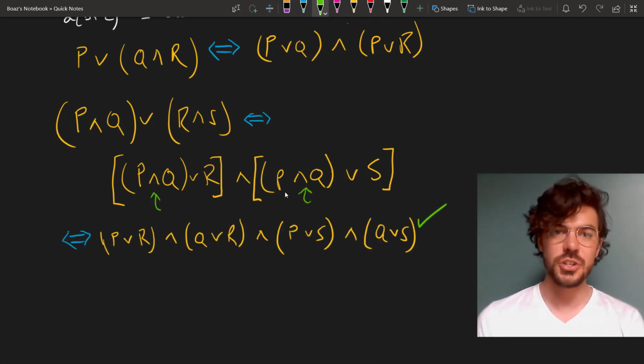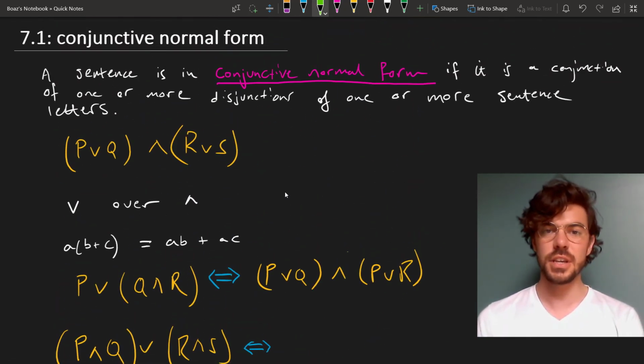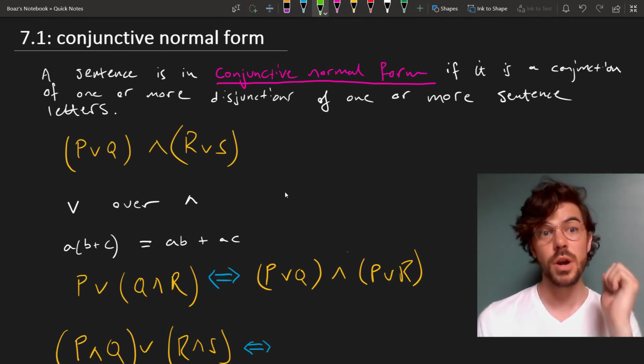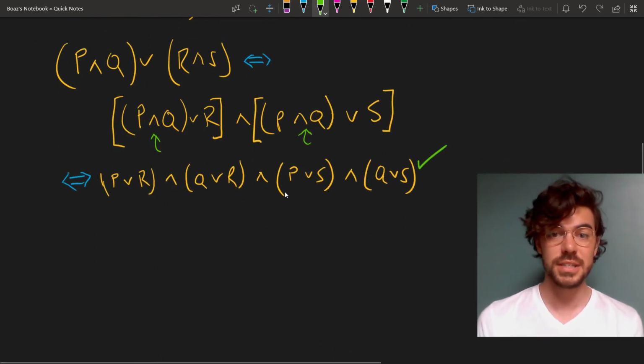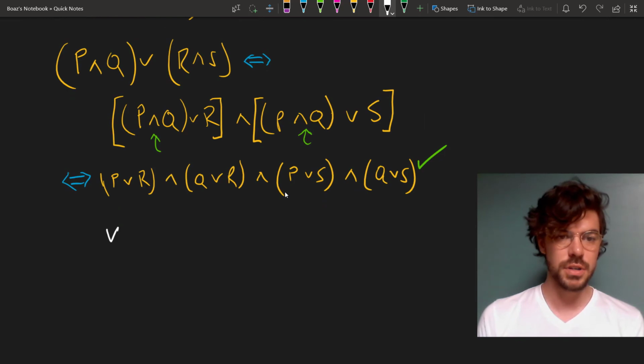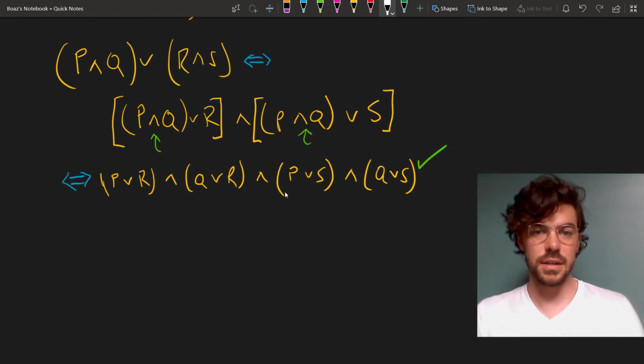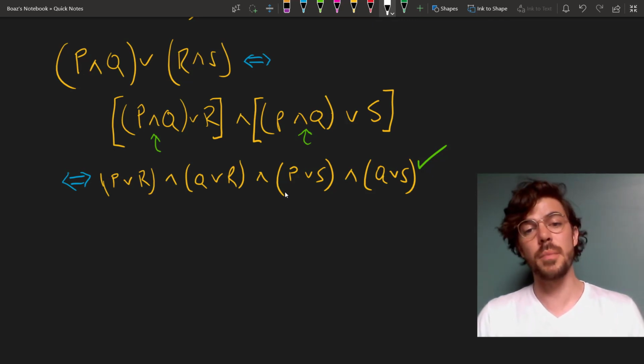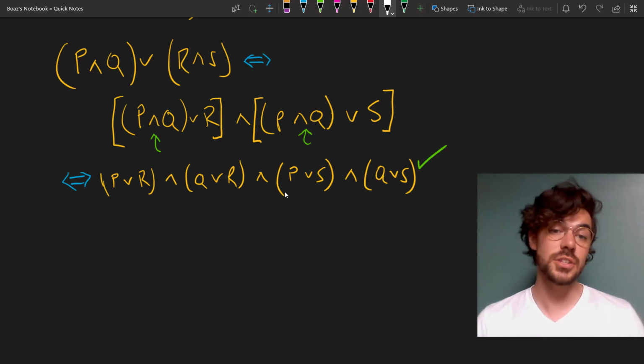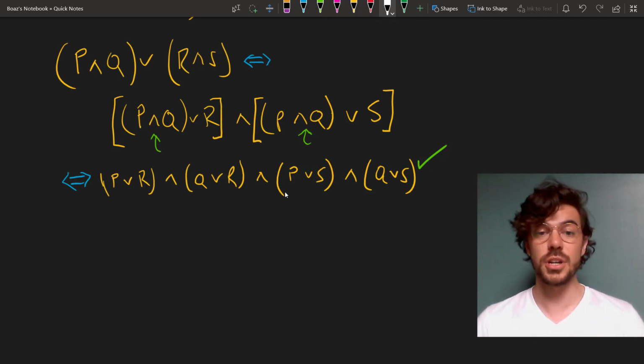And this sentence here is in conjunctive normal form because, as you recall, looking at the definition above, a sentence is in conjunctive normal form if it is a conjunction of one or more disjunctions of one or more sentence letters. And that's precisely what this is. And we're able to do this again because or distributes over and. So this is how we can take a sentence that's not in conjunctive normal form and put it into conjunctive normal form. In the next video, we'll see how we can take a sentence that's not in disjunctive normal form and put it into disjunctive normal form.